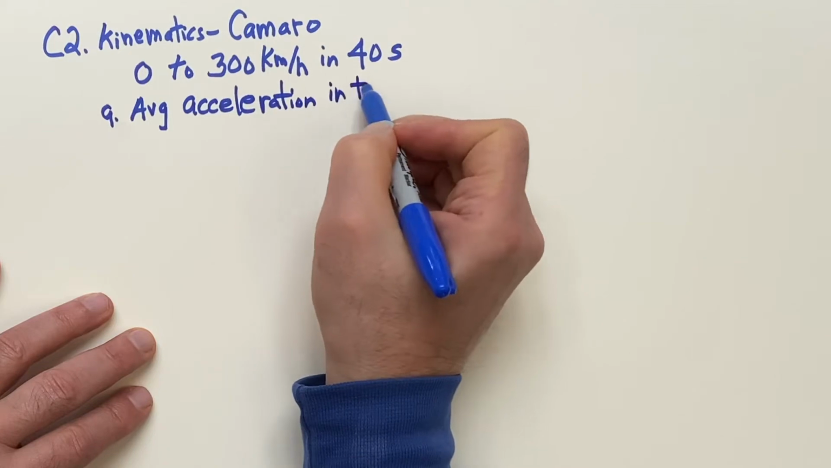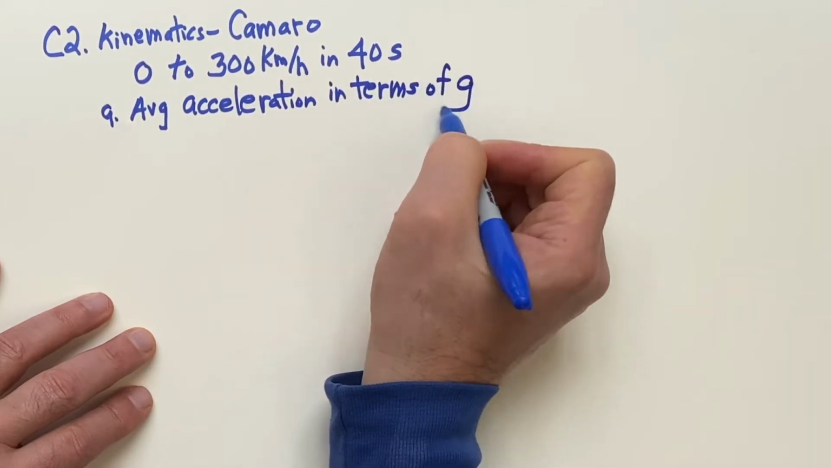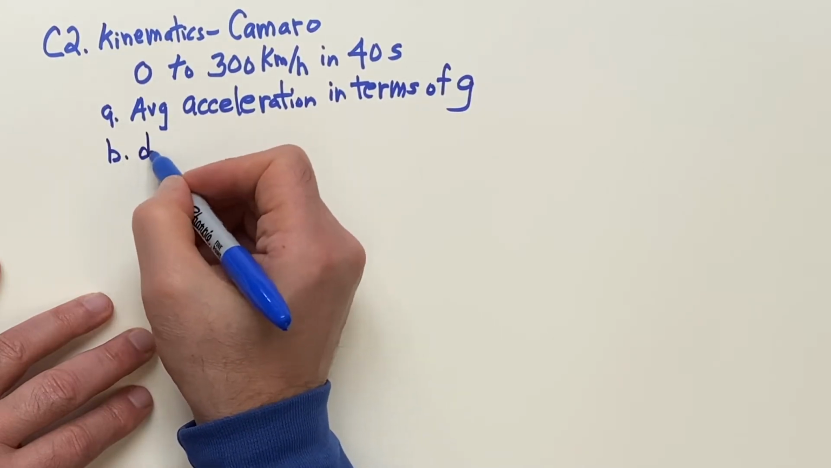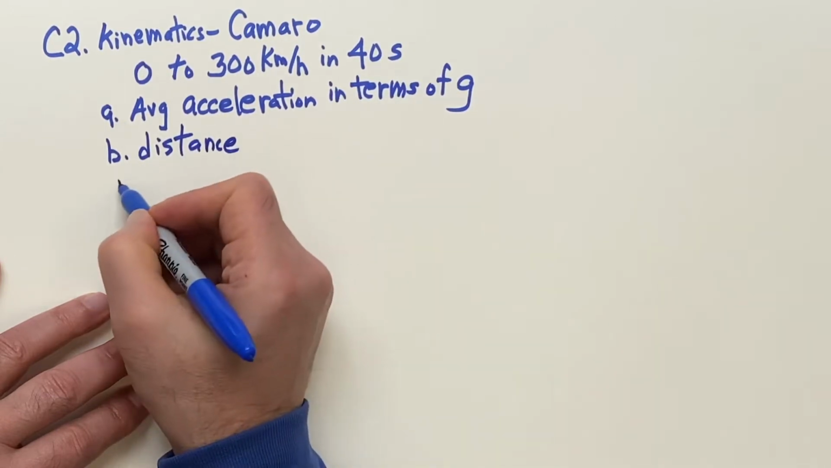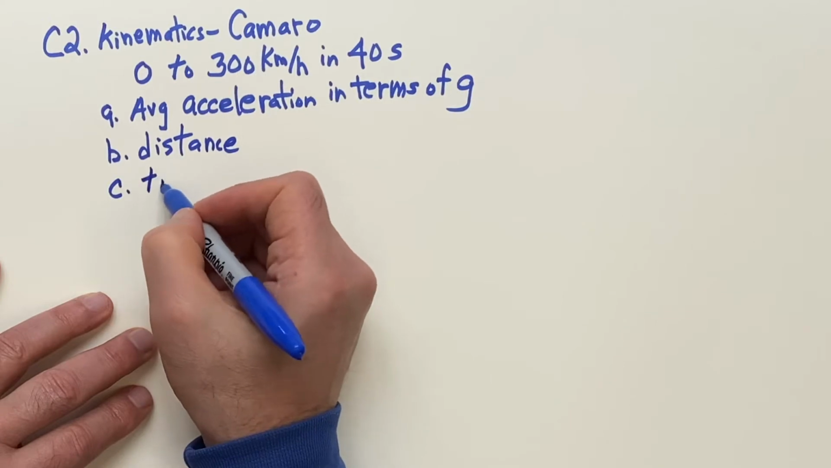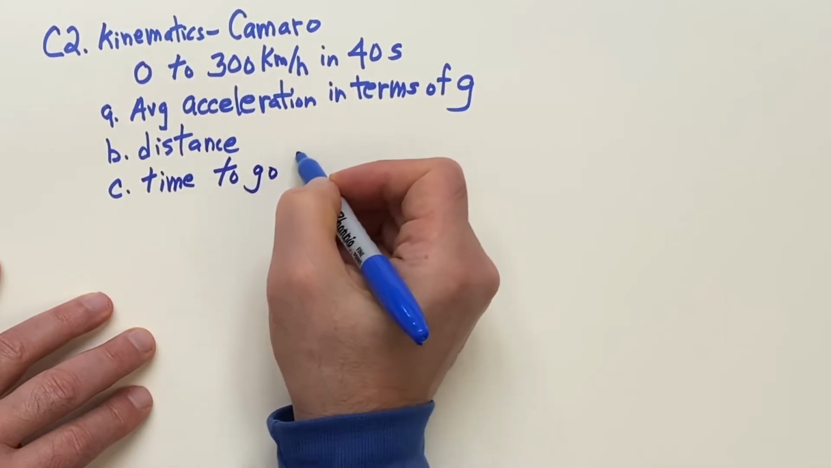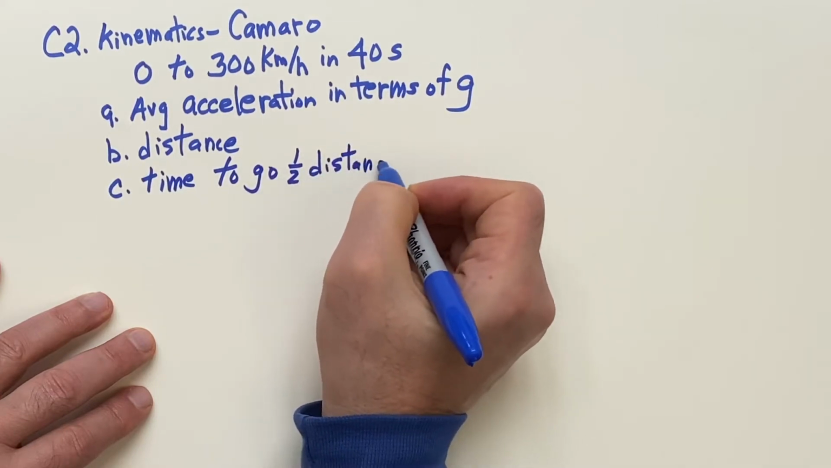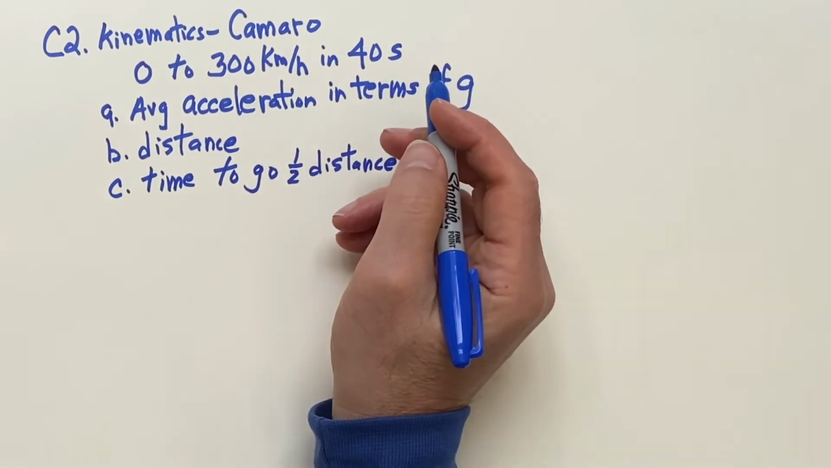in terms of g, and then the distance traveled, and then c, the time to go 1/2 the distance. And we're going to assume constant acceleration so we can use our formulas.